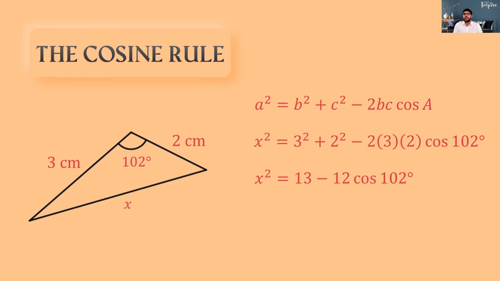So 3 squared plus 2 squared. 3 squared is 9, 2 squared is 4, 9 plus 4 is 13, right? Then 2 times 3 times 2 is 12. So minus 12 cos 102. Now children, this is equal to x squared. Remember, I need to find the value of x, so I'll take the square root of this whole thing, right?